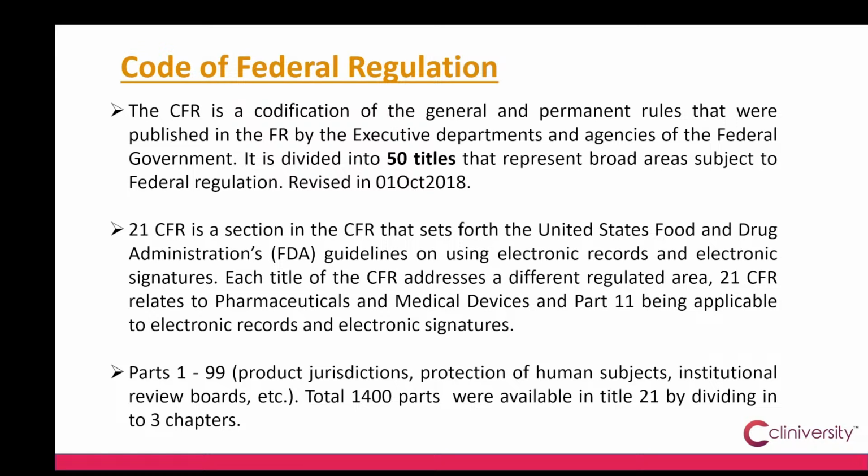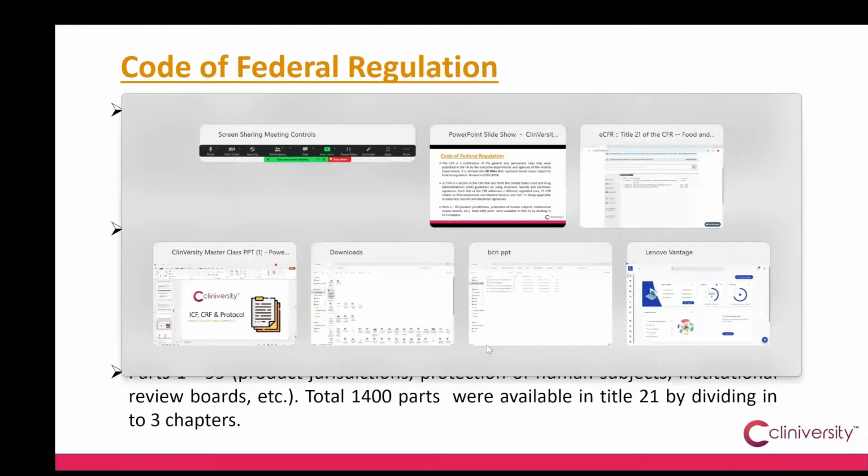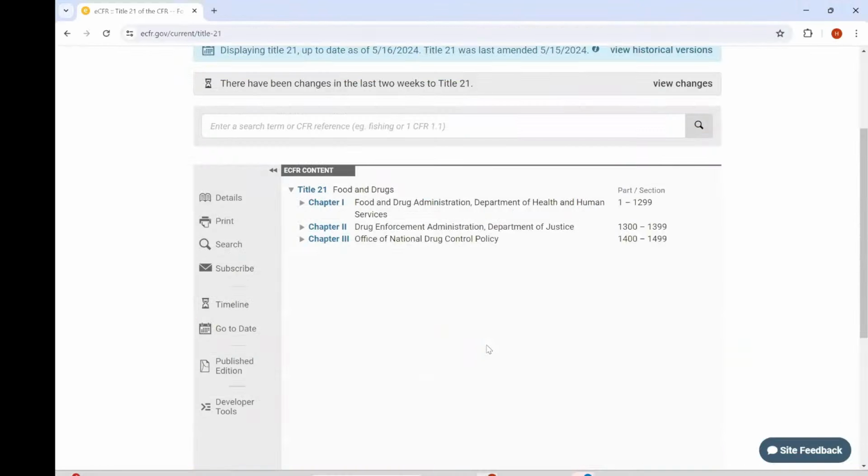Each title of the Code of Federal Regulations addresses a different regulated area. So 21 CFR relates to pharmaceuticals and medical devices, and Part 11 is applicable to electronic records and electronic signatures. I'm highlighting here Part 11, right? What they're saying is that it's all about electronic signatures and electronic records.